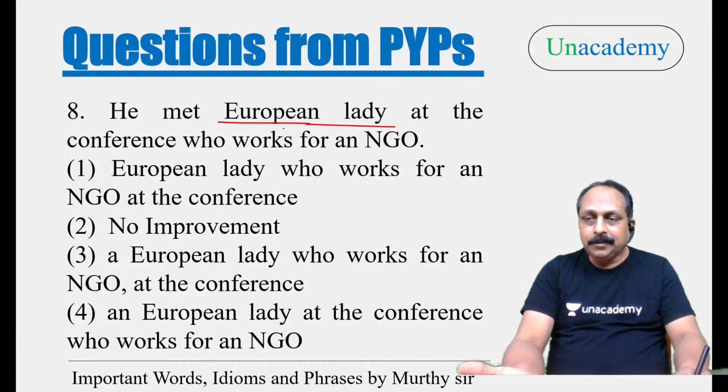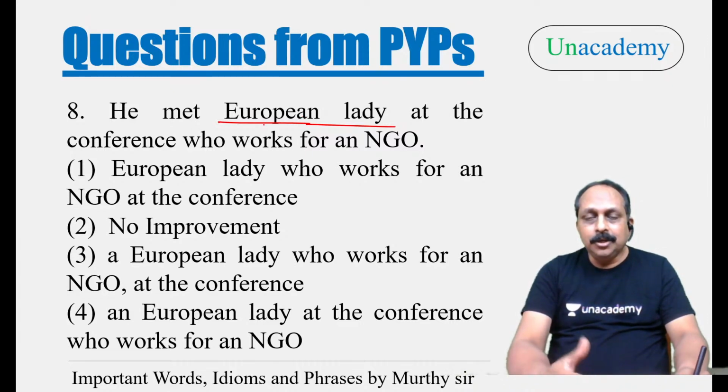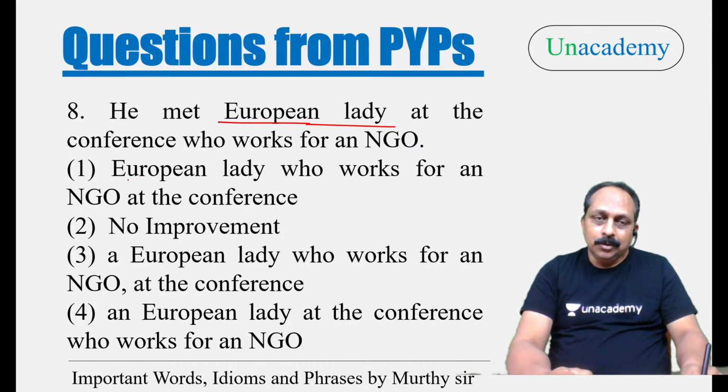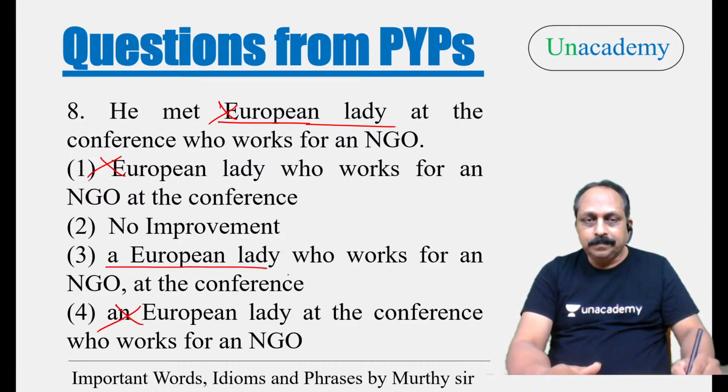First time, we have to use the indefinite article, as we have already learned. We have to use the indefinite article a before words or nouns that begin with a consonantal letter or a consonantal sound. European, yeah, that is a consonantal sound. Based on that, you need to use an article. No article, not correct. And here, an cannot be used. We have to use a European lady. This expression is a clue. He met a European lady who works for an NGO at the conference. Answer is the third option.